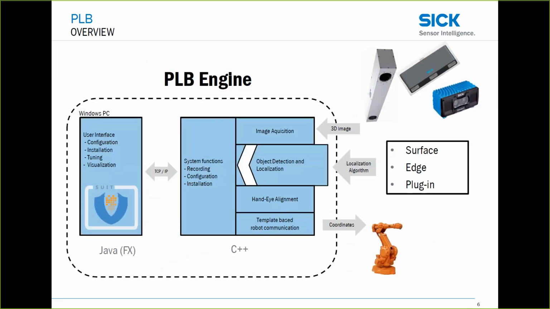So, the PLB engine. These are our nice features here. Like I mentioned before, on the image acquisition side, we have multiple cameras. We also have a modular approach to object detection and localization. That is our different algorithms. I'll be getting to those in a minute, but we have several different ones, or you could write your own. Next piece is hand-eye alignment. That's where the robot will actually align itself with the camera. That way we can give you absolute offsets instead of relative offsets. It makes your life easier in the end.